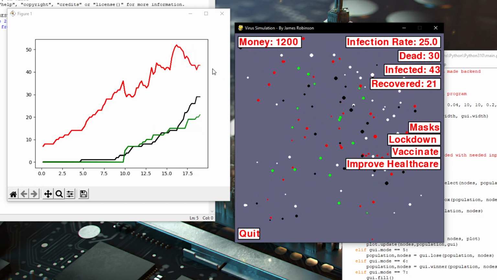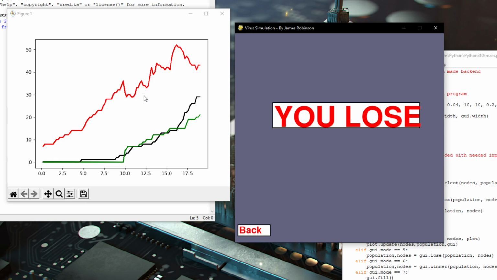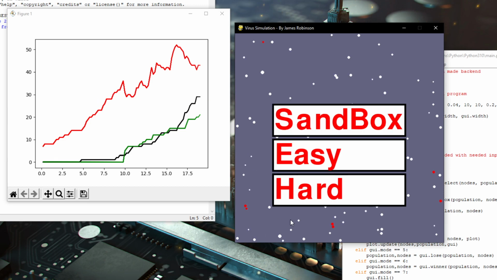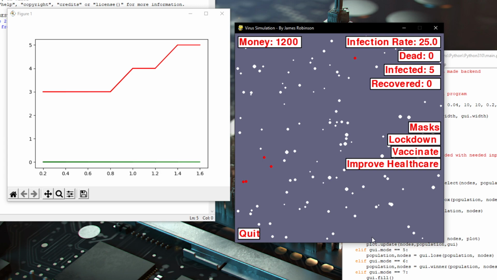You can see how more people get infected now, so we're getting towards 50, and yet we died because the requirement on this one is 30. So we got 31 deaths, we lost. Let's give it another go and try not to touch it and see what happens.